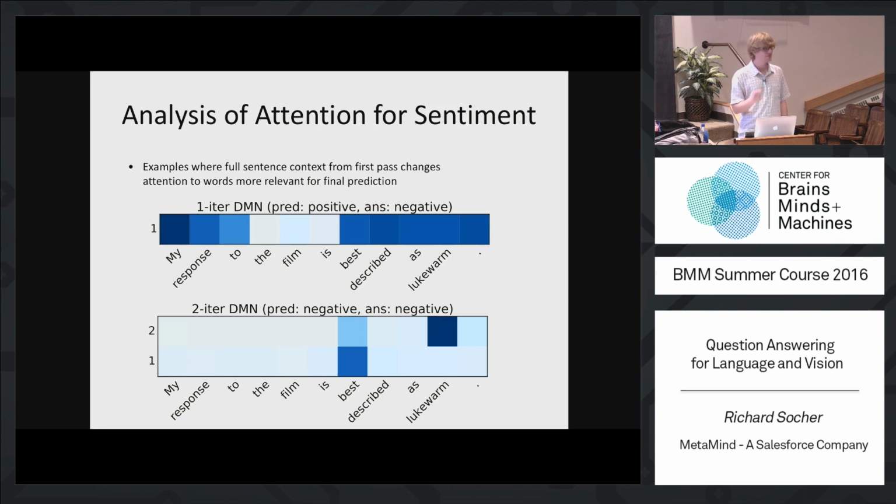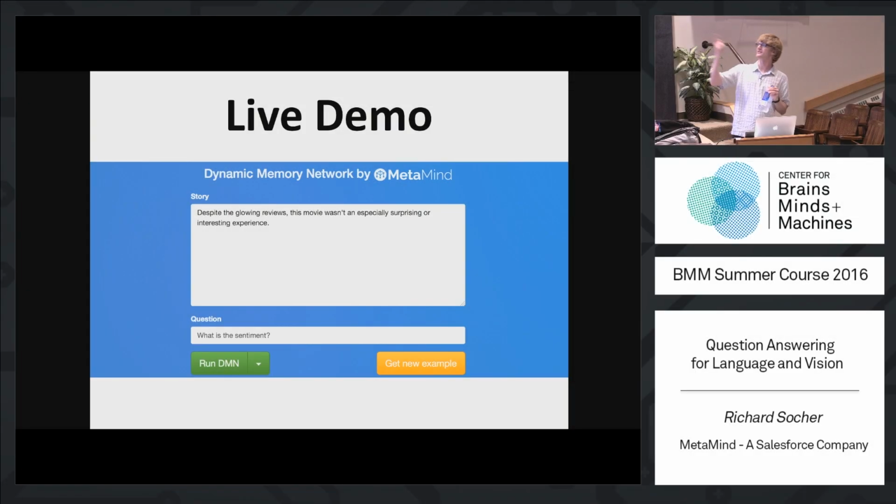And lastly: my response to the film is best described as lukewarm. Best, in a single unigram model, is just such a strong indicator. When you train a logistic regression and look at the features that matter the most, best will usually have the largest weight for the positive class. So it can't help but pay attention to best, but then it agglomerates the sentence and the global context, and it pays much more attention to lukewarm. I like this one too.